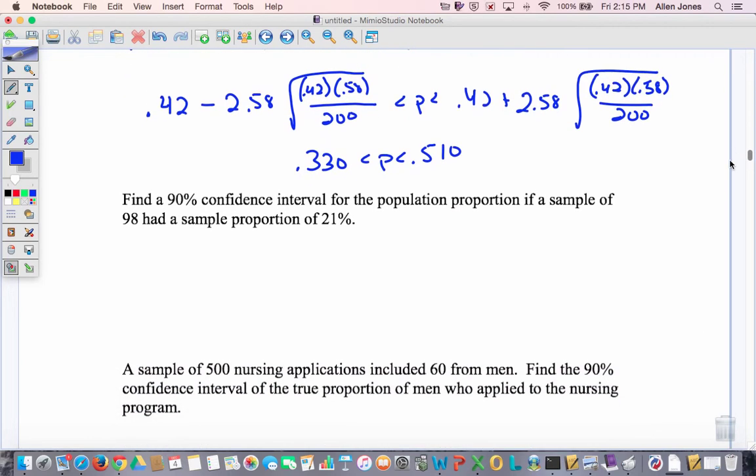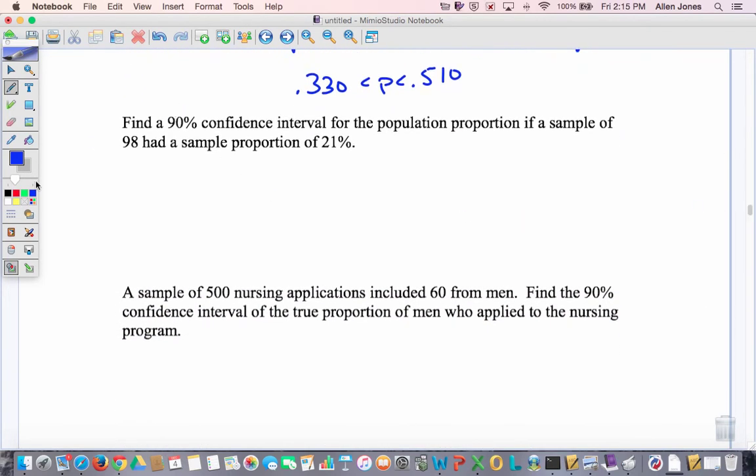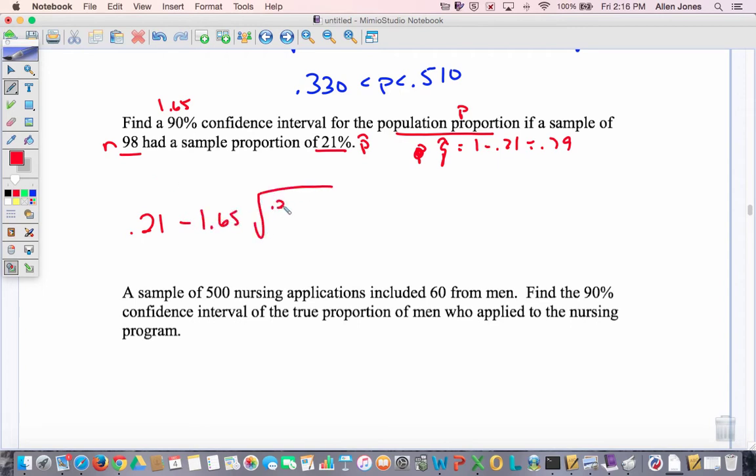A couple more calculations here. Find the 90% confidence interval. So there's our z-score of 1.65 for a population proportion, P. Our sample of 98, there's our N, has a sample proportion or P hat of 21%, which means that Q hat is 1 minus 0.21, or 0.79. So we go with our sample proportion of 0.21 minus our z-score, 1.65. Underneath our radical, we have 0.21 times 0.79 divided by our sample size of 98.